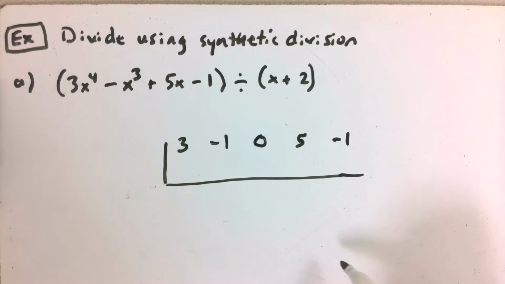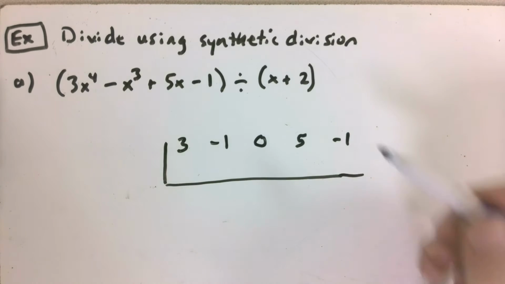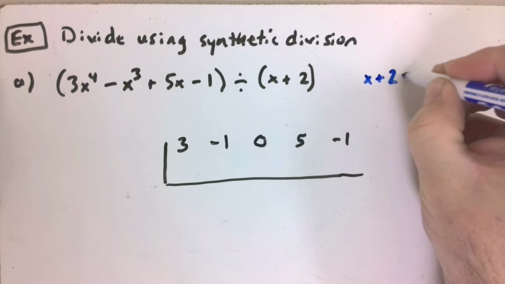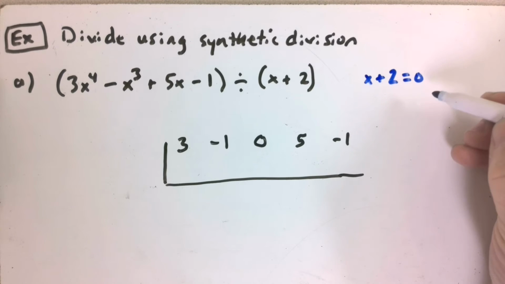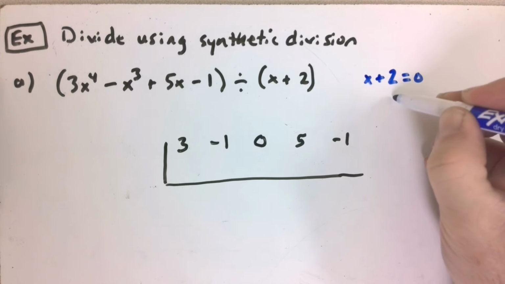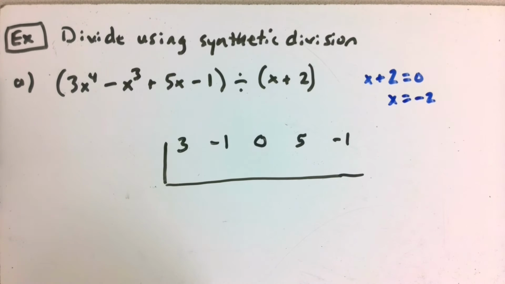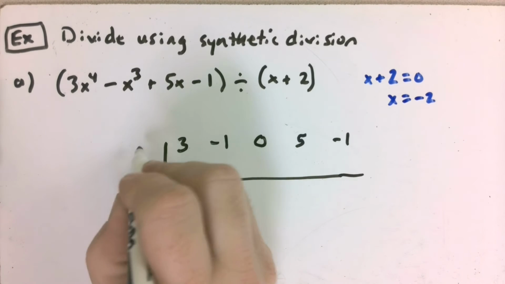Out in front, we want to put what we're dividing by. When you do synthetic division, you basically take your divisor, set it equal to 0, and then solve that for x. So if we subtract 2 on both sides, we would end up with x is equal to a -2. That -2 is what we put in the front.